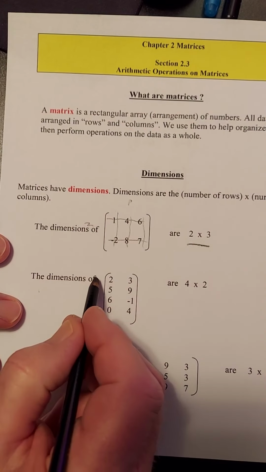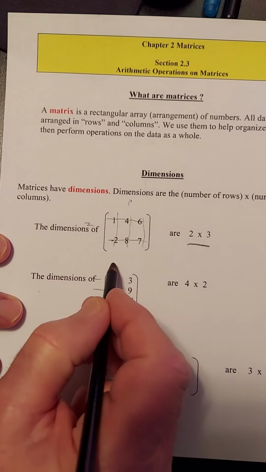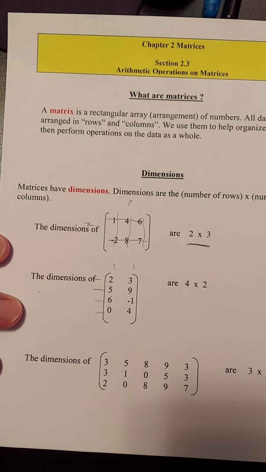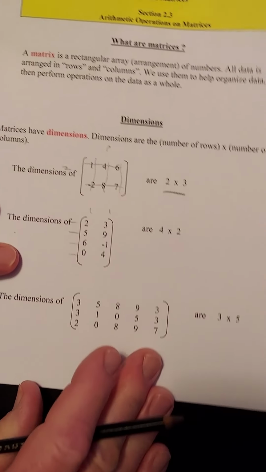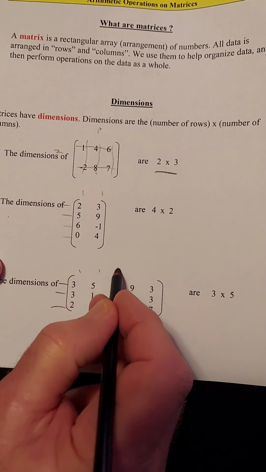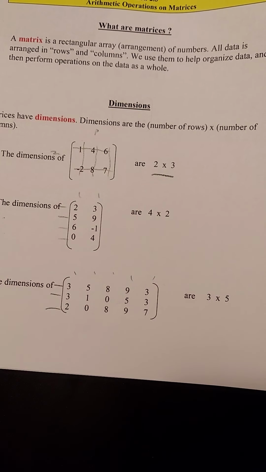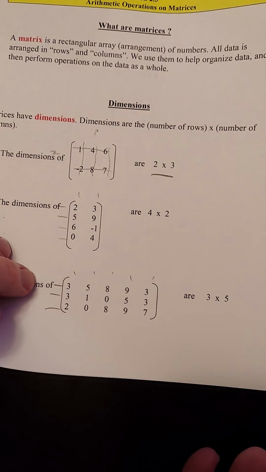In this example, you've got 1, 2, 3, 4 rows. You get 2 columns. So that's a 4x2. And then down here, I've got 3 rows and 4 columns. Okay, dimensions aren't terribly difficult.